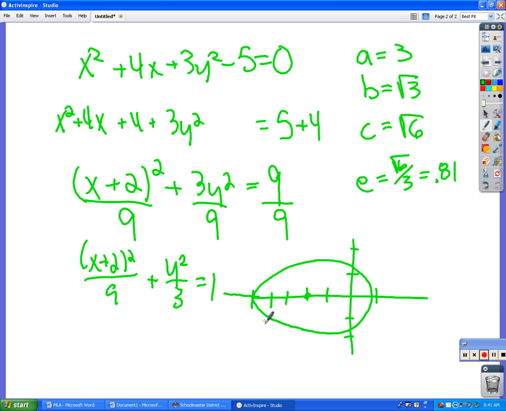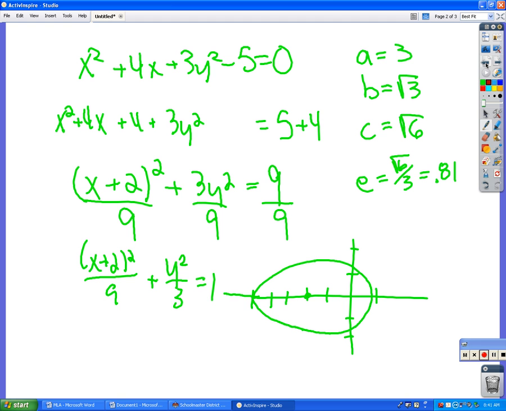Got it? Pretty simple. All right. What does the e do? The e tells you, if e is 0, it's a circle. If e is 1, it's like crazy elongated, so it just kind of tells you.